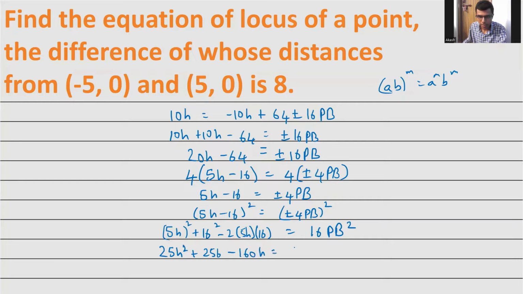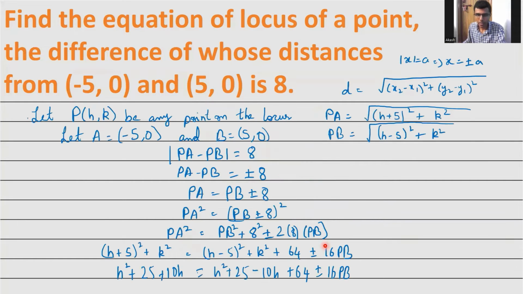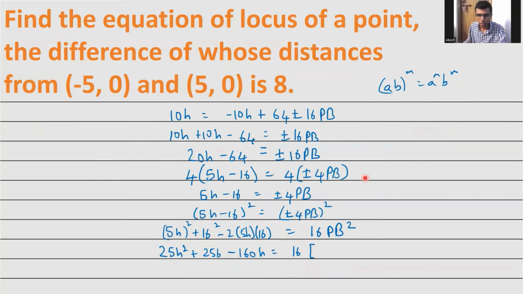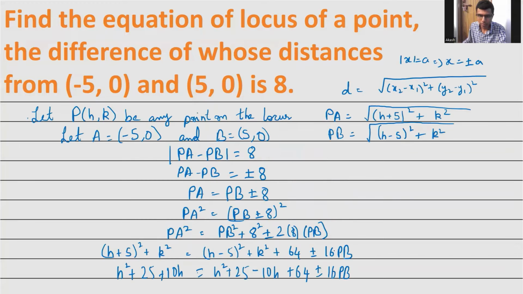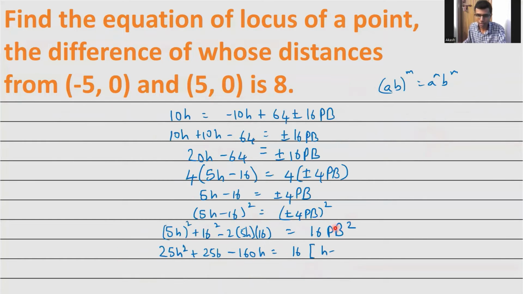Minus 160h is nothing but equal to 16 times. What was our PB? PB is this, h minus 5 whole square plus k square. Sorry, PB is actually under root of this. PB square would be h minus 5 square plus k square.